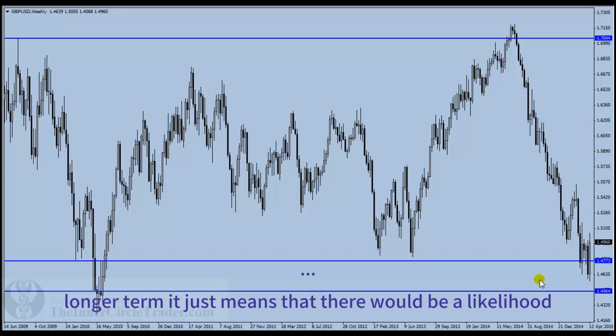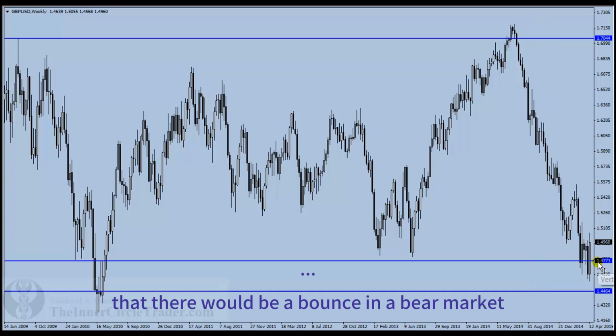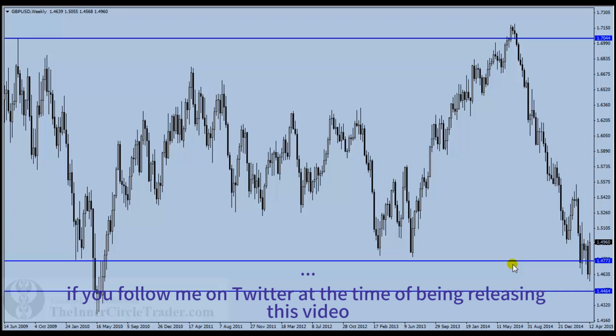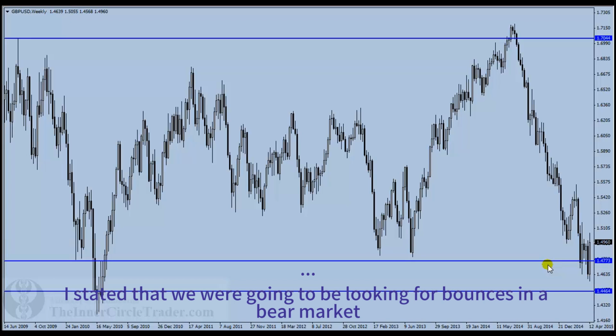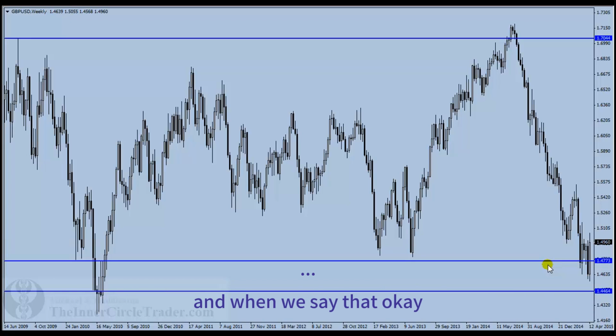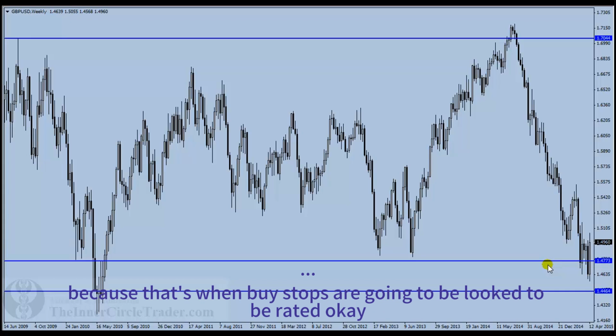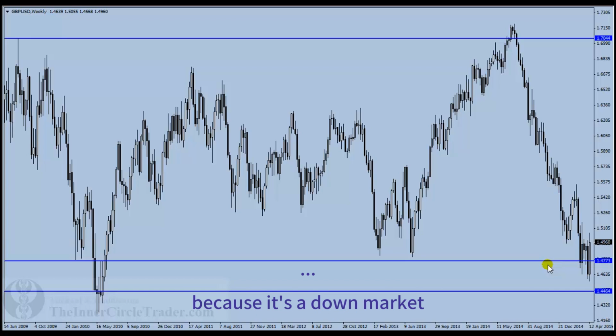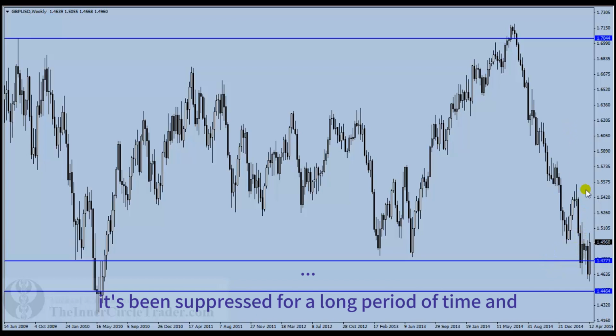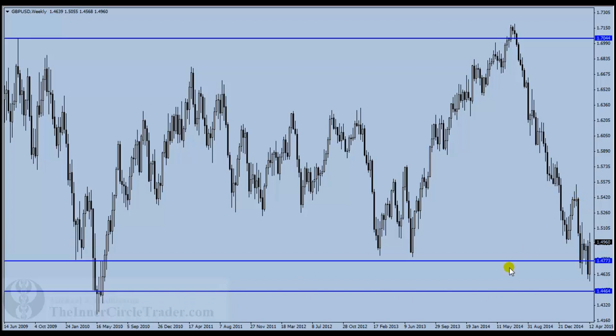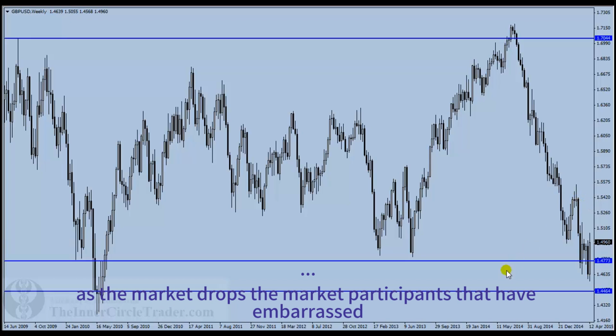Because it's a down market, it's been suppressed for a long period of time, and as the market drops, the market participants that have been bearish will be protecting their position as it drops in the form of placing buy stops right above what they would deem a significant resistance level or a short-term high. And they feel that, if it goes up to that price point, they don't want to eat into their open profits any more than that, and they limit their exposure. Well, that's exactly where the price is going to reach for.